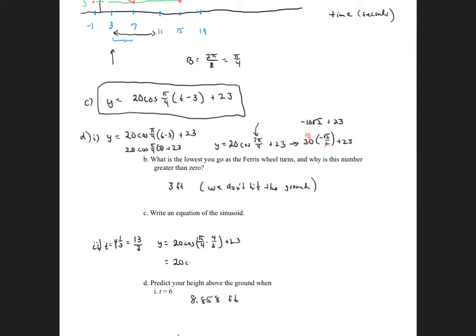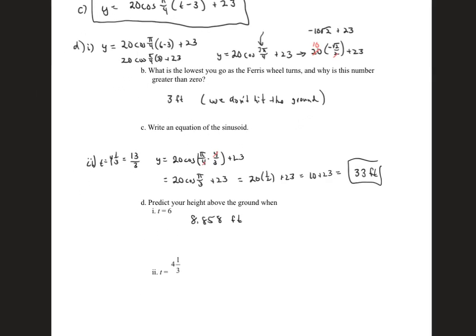So this is actually going to be, because we can cancel those 4s, we get a really nice value. Cosine of pi over 3 we know, and cosine of pi over 3 is actually 1/2. And so that means we're going to get 10 plus 23. We're going to be 33 feet above the ground at t equals 4 1/3.